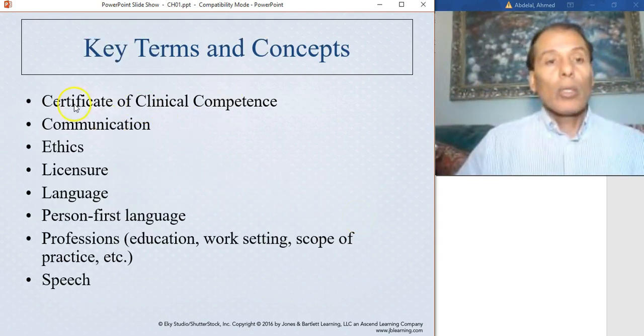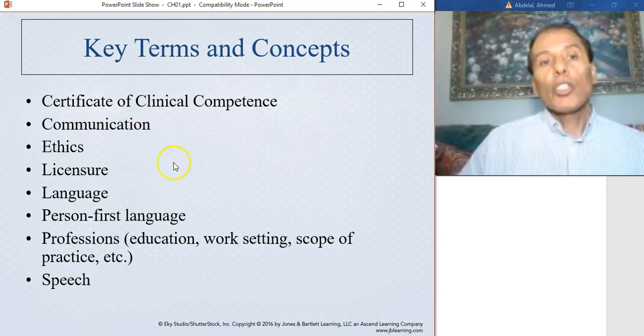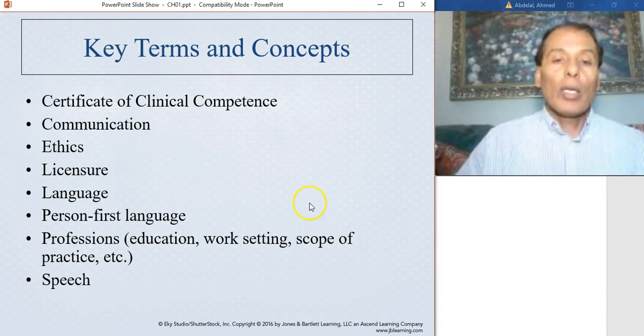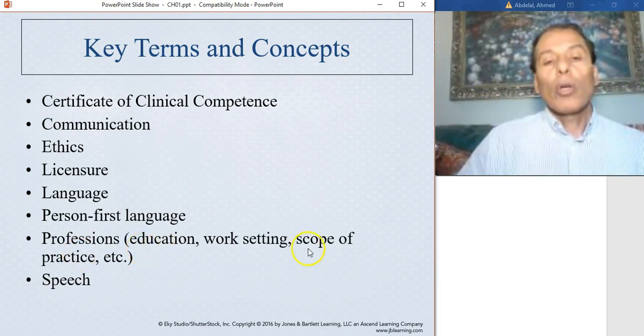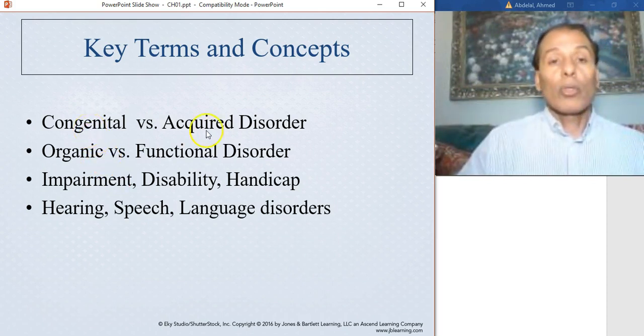And this again, now in conclusion, we went over the difference between communication and language, the different speech and language problems. We discussed certification and licensure. We discussed what it means not to describe a person in terms of his or her disability, but rather to describe, for example, a person with, so that disability does not define the individual. We spoke about the professions of speech language pathology, audiology, and speech language scientists and what they do. We spoke about the concepts congenital disorder versus acquired, organic disorders versus functional. We spoke about impairment versus disability and handicap, and also the disorders of hearing, speech, and language.